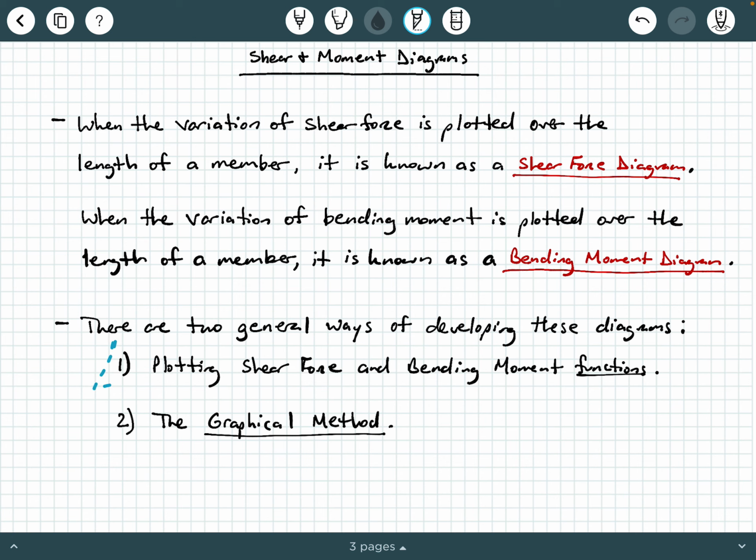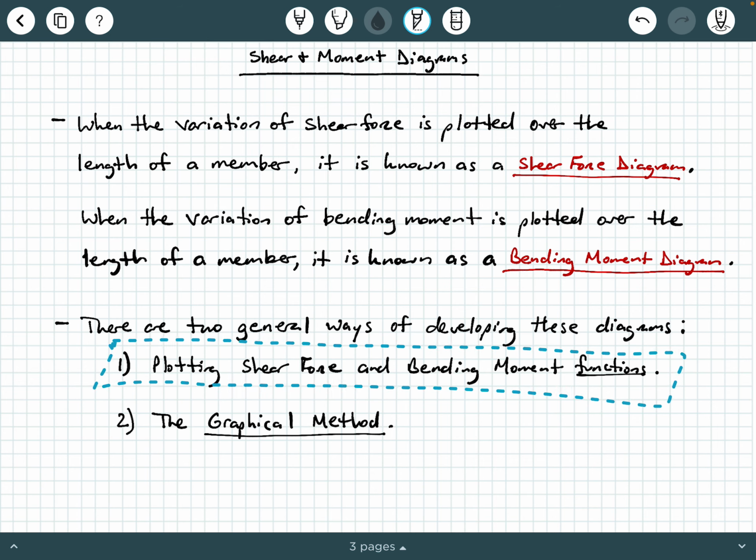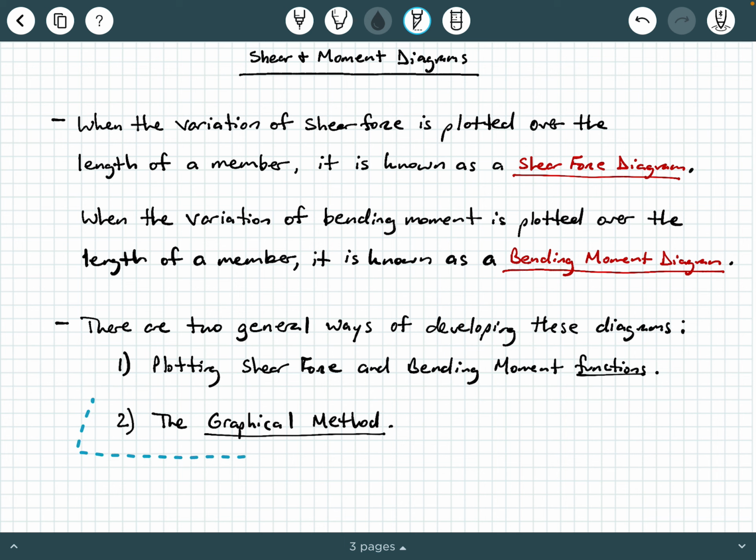Now, this method is a bit tedious. It involves plotting polynomial functions, which can take a long time if you're doing it by hand. The second method of developing shear force and bending moment diagrams is what's called the graphical method. This is the widely used method in both civil and mechanical engineering.